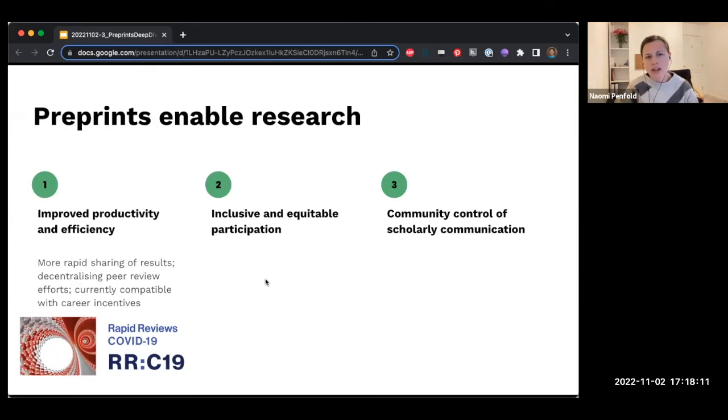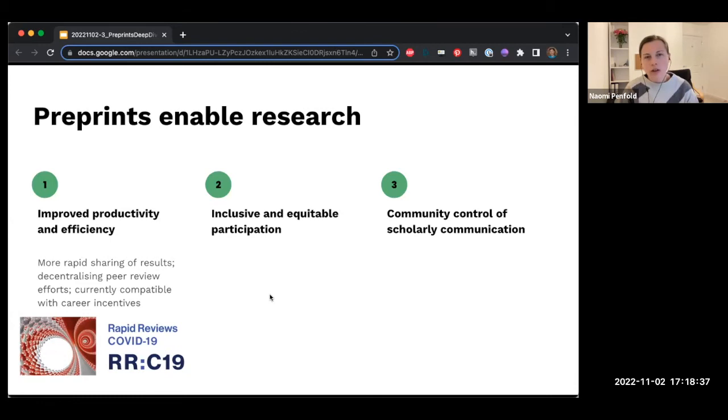This has been the case in fields. The bottom left image is meant to be a representation of artificial intelligence for quantum mechanics, although good luck getting that from that image. From very high energy physics or artificial intelligence work through to COVID-19 more recently as well, there's been a lot of experimentation using preprints to share research more rapidly.